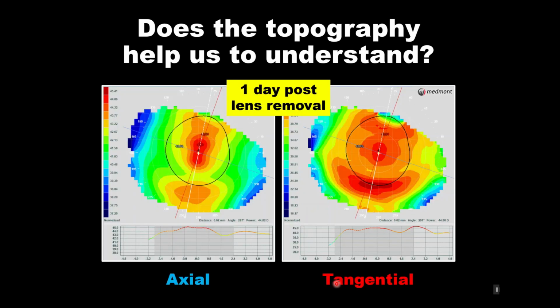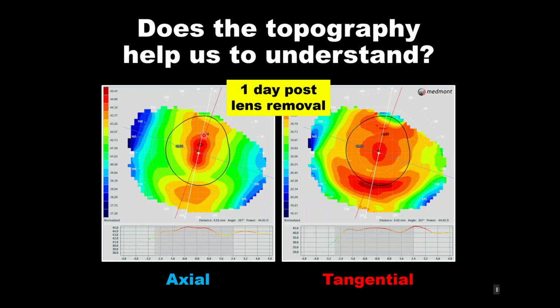Well, let's look at the topography. And here is the axial map and the tangential map on the same eye, one day after removal of the lens. So we had the patient stay out of lenses for 24 hours and come in and do topography. And as you'll see, you don't really see a normal topography here. Neither the axial nor the tangential looks regular. We certainly don't see a hourglass figure eight astigmatism that is pretty typical of our astigmatic eyes and the type of patients we might fit with a rigid contact lens.